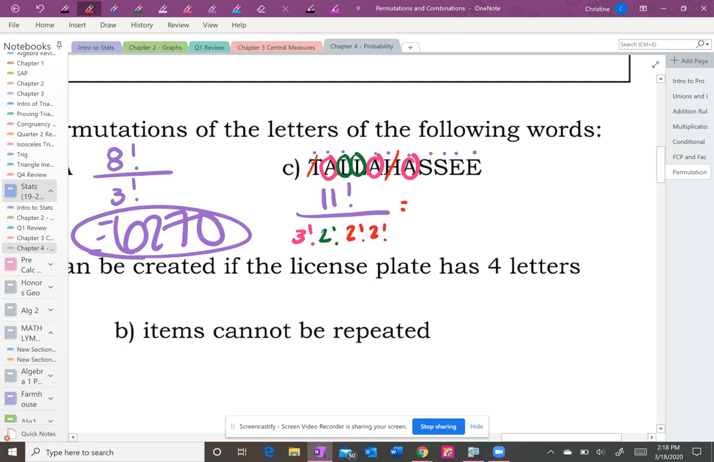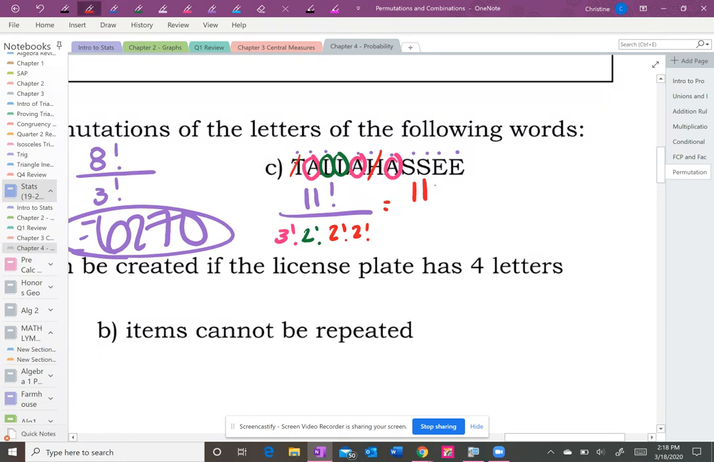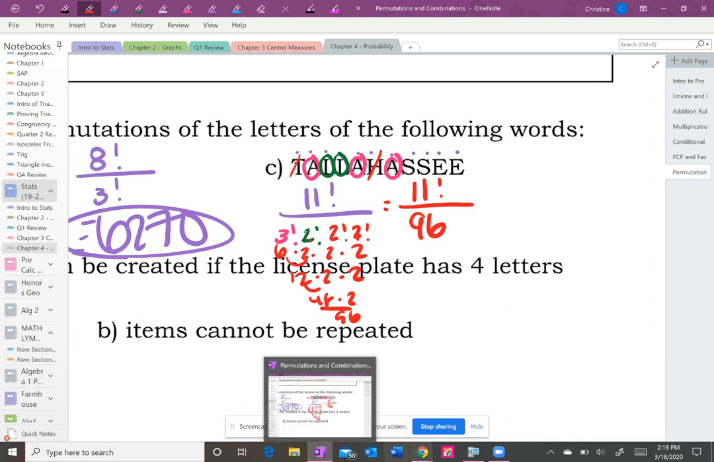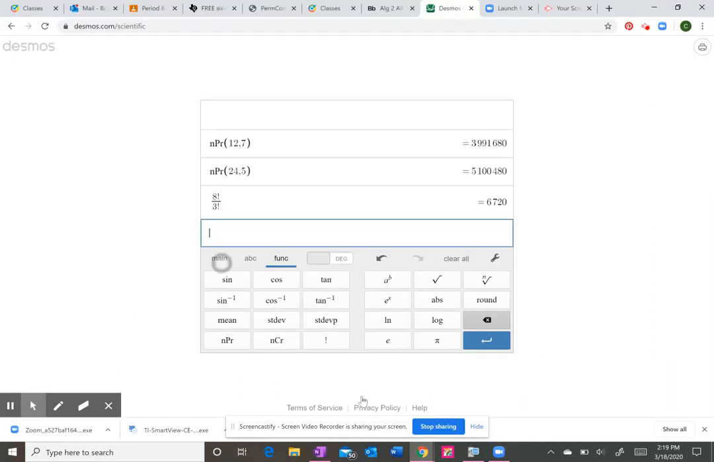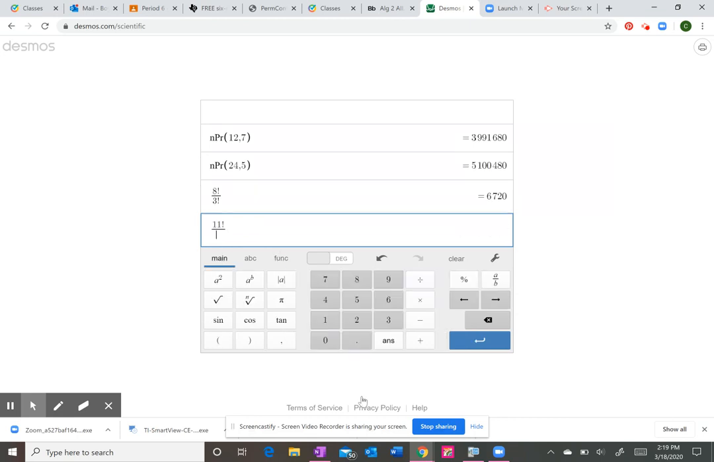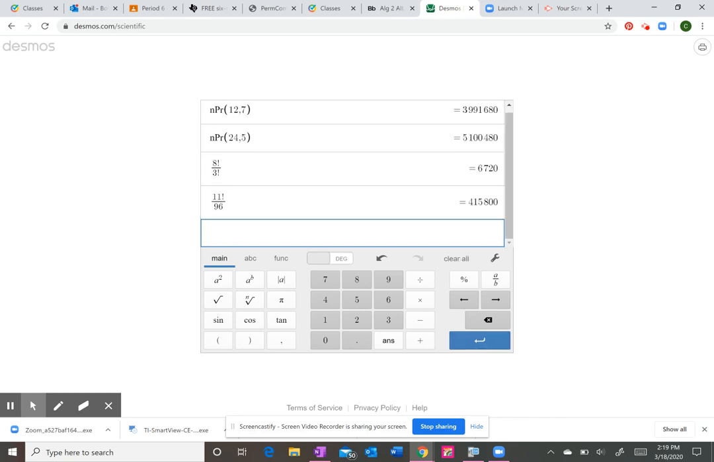So I would just take care of the bottom first because it's a little messy. I would do 11 factorial over 3 factorial is just 3 times 2 times 1, so that's 6. This is 2, 2, 2, so times 2 times 2 times 2. What is that? 12 times 2 times 2, that's 48 times 2, that's 96. So whatever this is, 11 factorial over 96. I'll use this calculator. So 11 factorial over, we had 96. So 415,800.